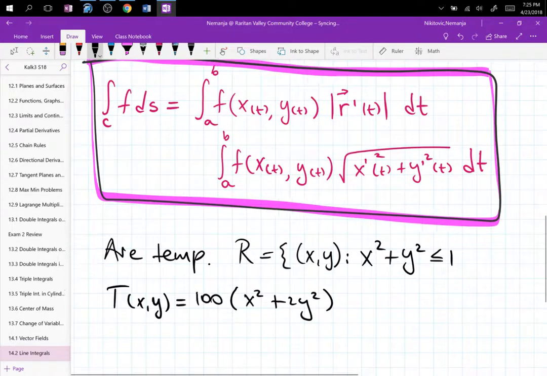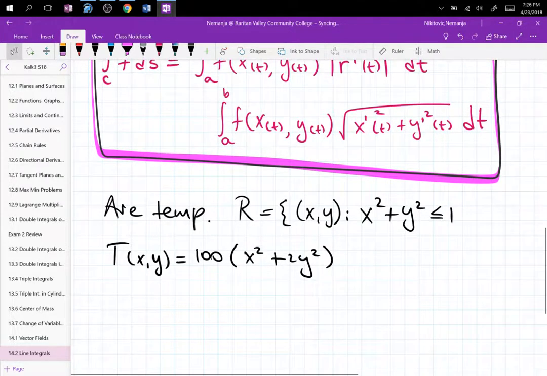Okay, so we just want to compute the average temperature now. So now, if you are looking at the parameterization for C, right? I hate writing step 1, step 2, step 3. We're not learning how to tap dance here. But the first order of business is to parametricize the curve. And the curve is the circle. So we should know the parametrization for the circle at the end.